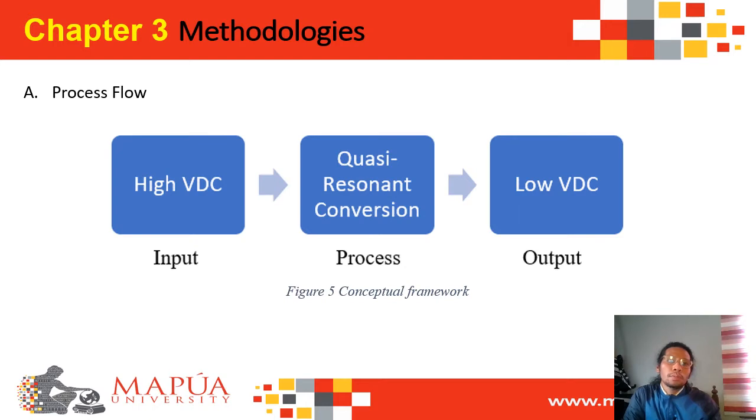In this slide is the process flow shown using the conceptual framework on figure 5. The input is a high voltage DC with a range of 300 volts DC to 420 volts DC. The process is a quasi-resonant conversion using the half-bridge quasi-resonant network with a zero voltage switching technique, and the output is a low voltage DC of around 12 volts and 16.67 amperes.